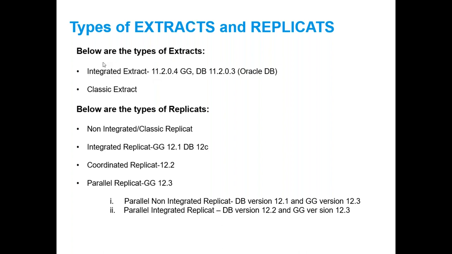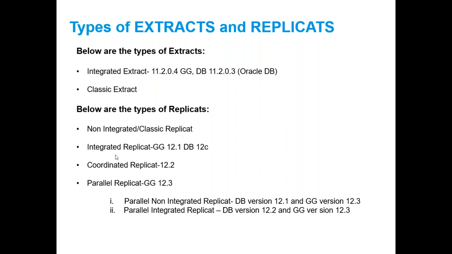So there are two types of extract: integrated extract and classic extract. Now there are different types of replicates available as well. What are the different types of extract? You will understand when we move forward. The extract process is responsible for extracting the change data from the source database, and the replicate process is responsible for applying the data to the target database.